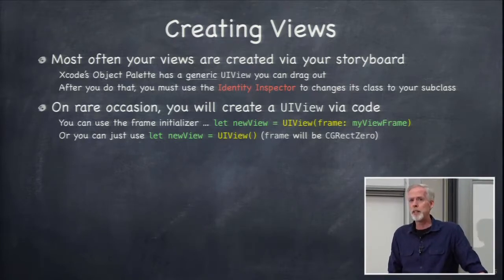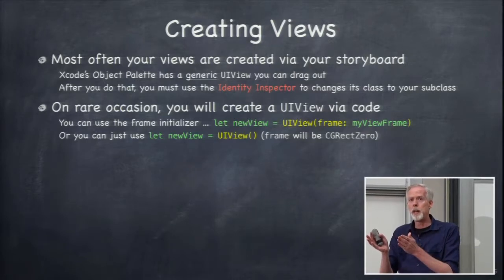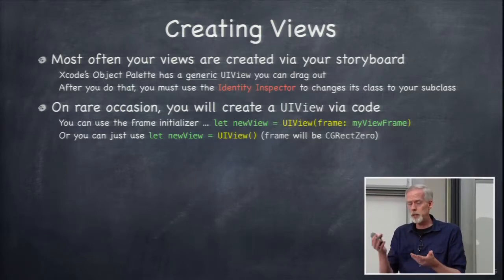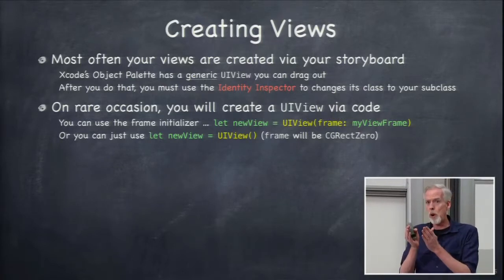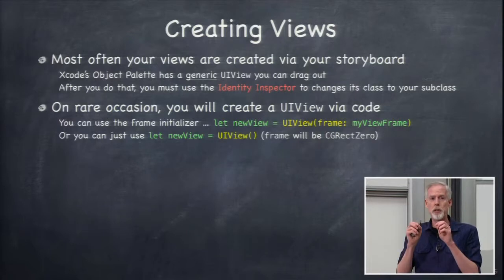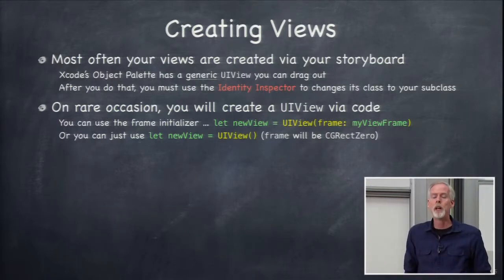You just do that using UIView's frame initializer, right? So you just say view equals UIView(frame:). You can even do UIView with no arguments. It'll give you a CGRect.zero, which is a frame with zero size and width, and then you could later set its frame to position the view.